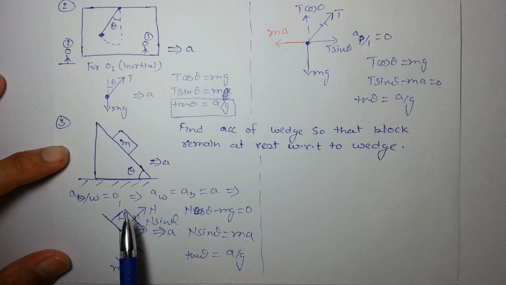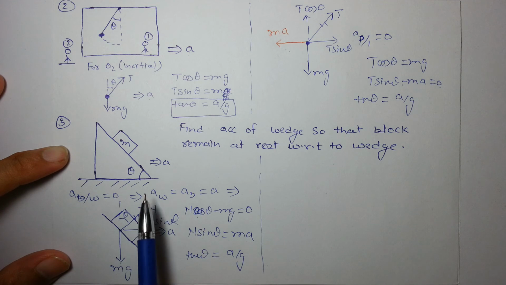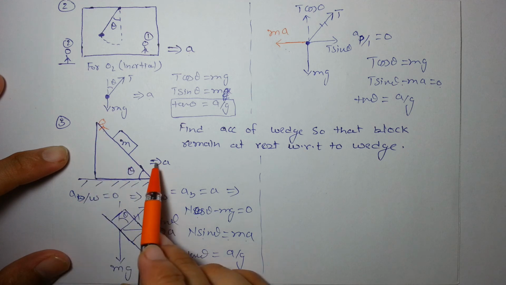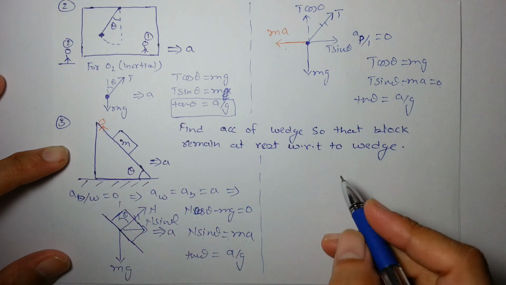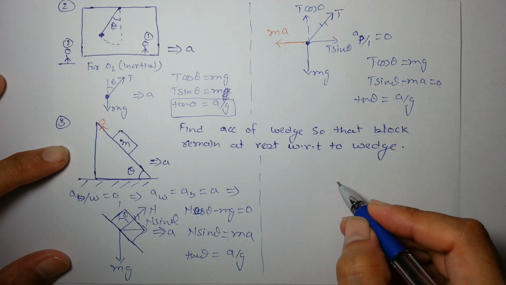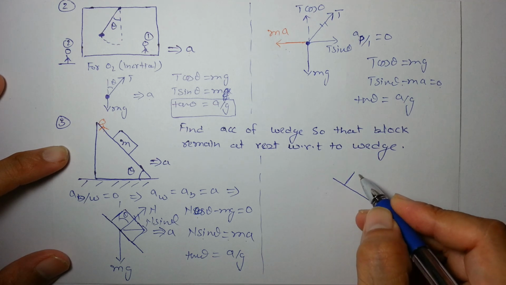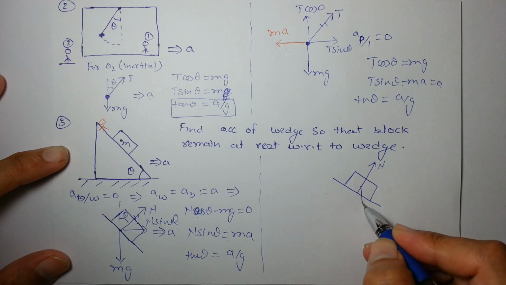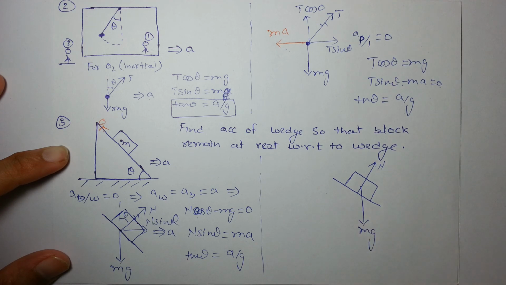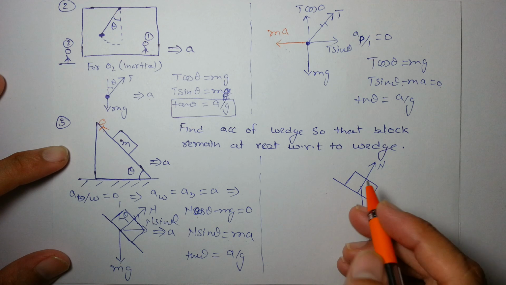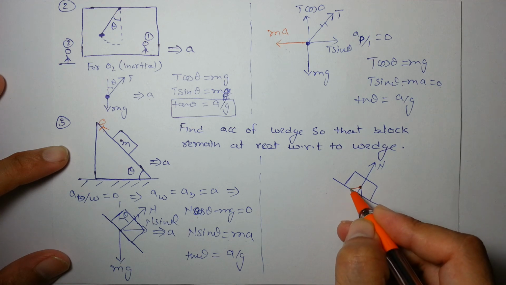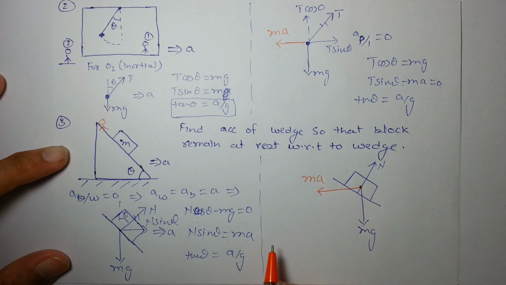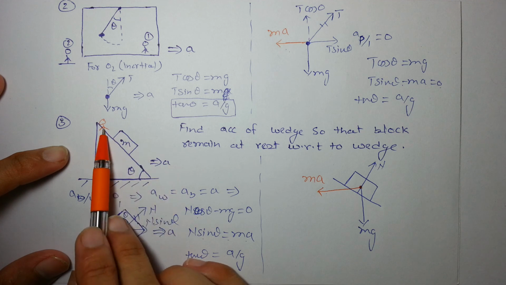These two are similar expressions, just the tension is replaced by the normal reaction. Next, I place an observer here who moves with acceleration a along with the wedge itself, so he'll draw the FBD like this. He'll say there's a real force N, another real force mg acting downward, and he knows that he is accelerating, so he's a non-inertial observer, so he'll apply a pseudo force opposite to his acceleration, which is ma, mass of the object times acceleration of the observer.